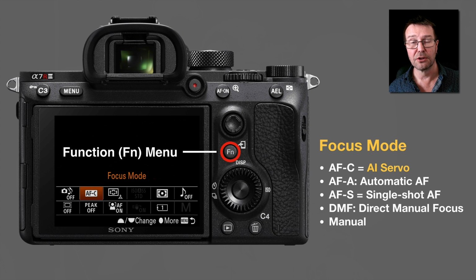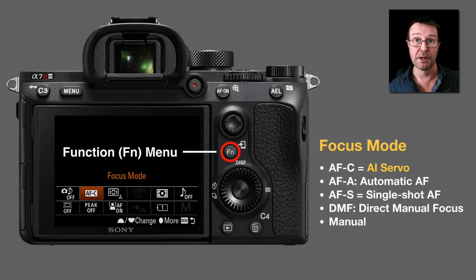But if for any reason you're constantly shooting between what you call AI servo, I call AFC or continuous focus, or continuous AF. If I'm switching between that and single shot, so single shot AF, AFS on the Sony camera. If you're constantly shooting with that in your own workflow, you might want to assign a custom button to access this feature much more quickly.